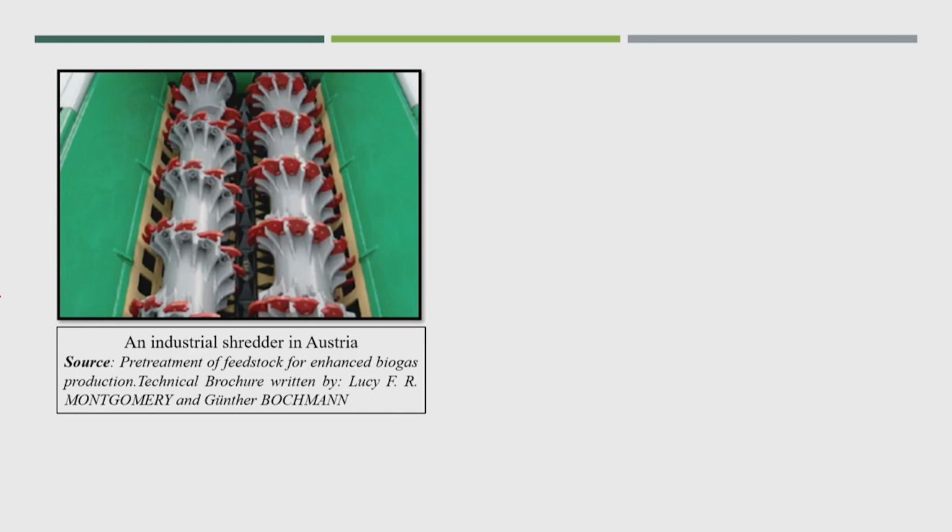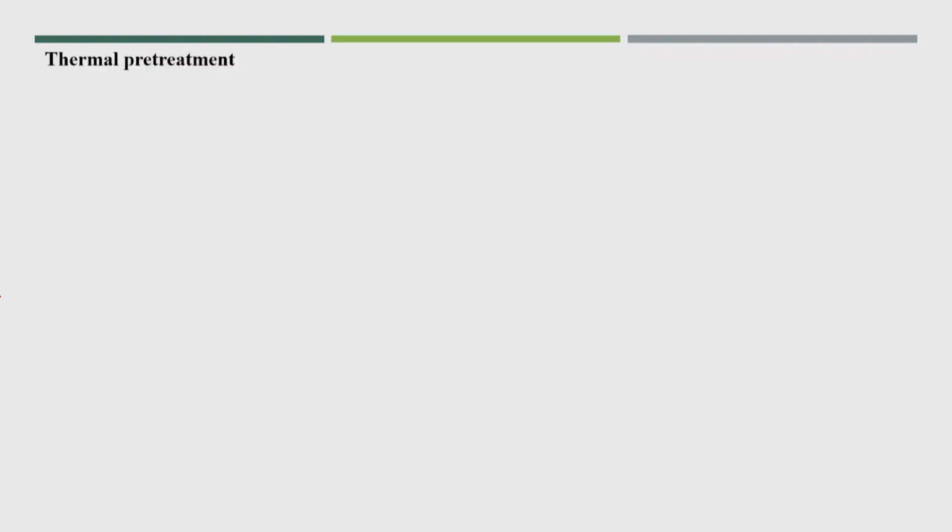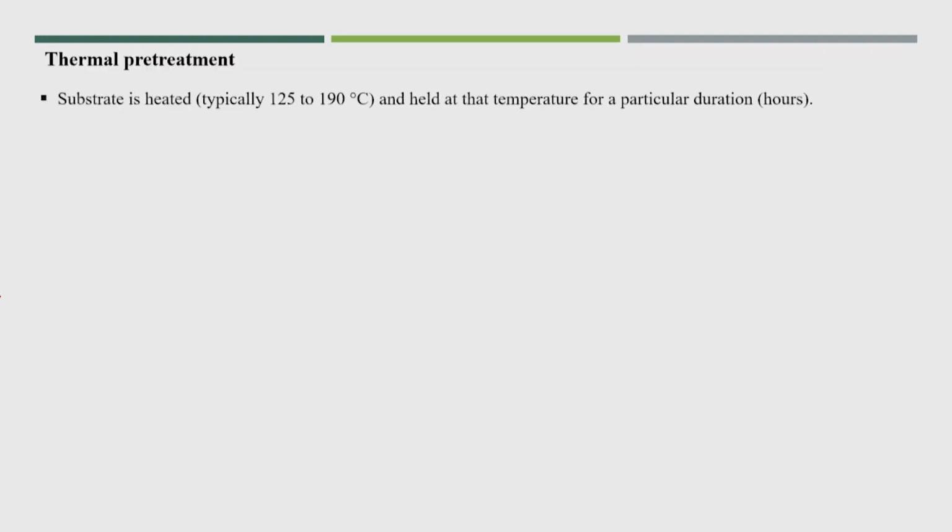So, this is the industrial shader for mechanical pretreatment process. This is a simple cross flow shader. This is also mechanical pretreatment process. Now, next is the thermal pretreatment.